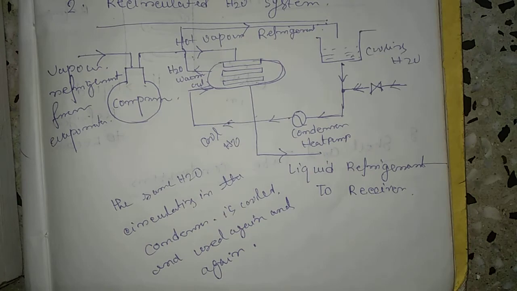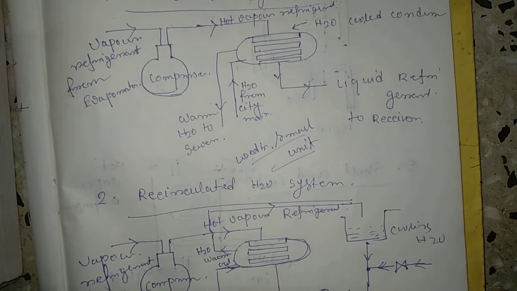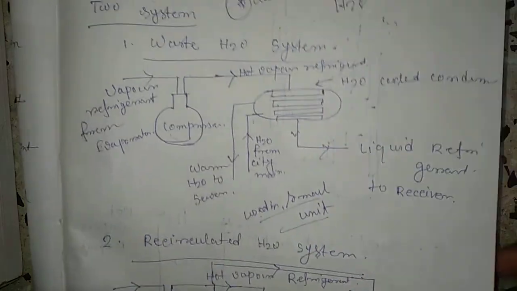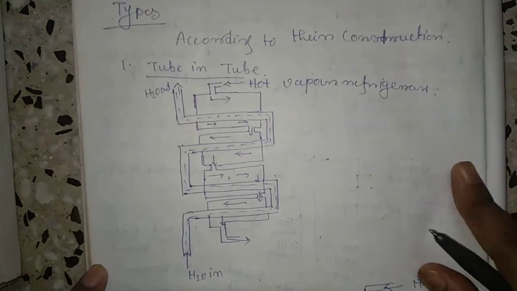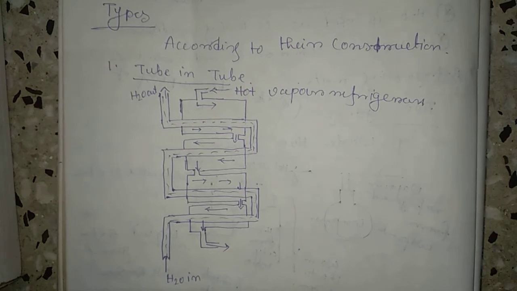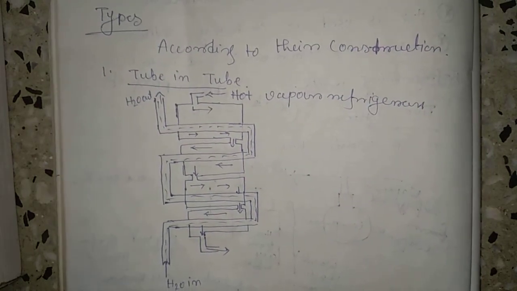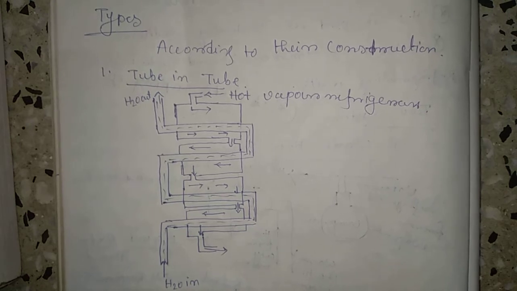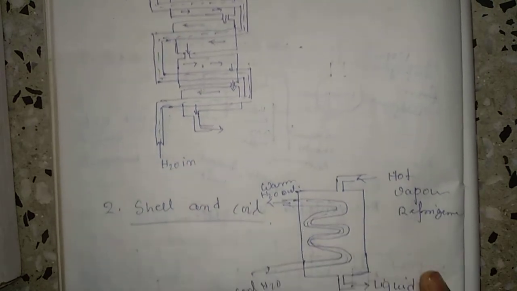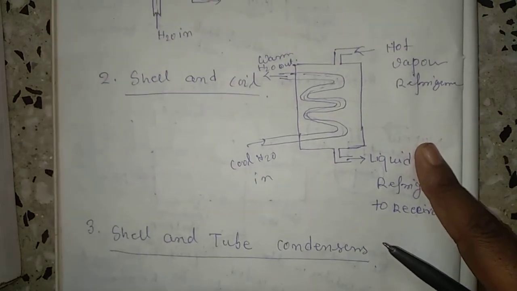And the next, depending on the construction, water cooled condensers are basically of three types: tube in tube, first one; second is shell in tube; and third one is shell and tube condenser.